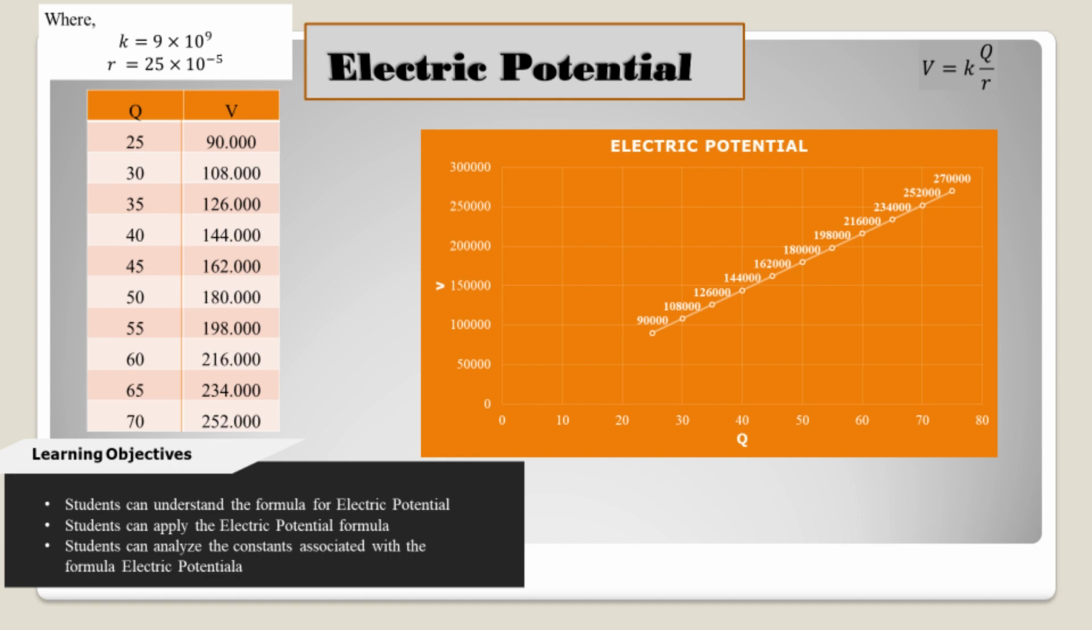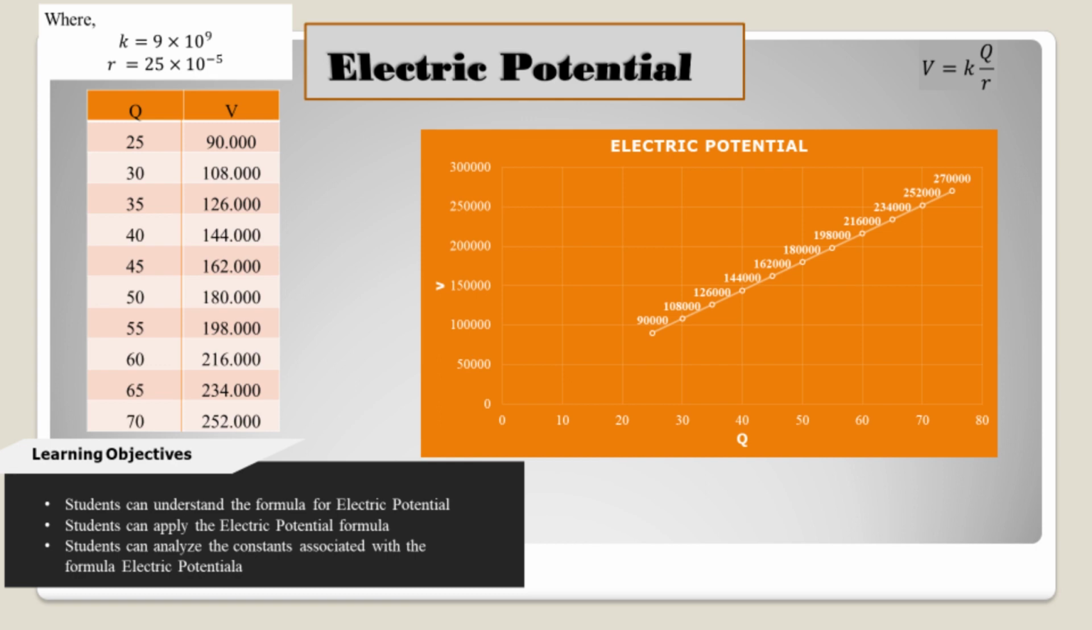Electric potential, we can make it into a formula where V is equal to K times Q divided by R. If we have K equal to 9 times 10 to the power of 9 and R equal to 25 times 10 to the power of minus 5, and we make a table with Q equal to 25, then putting it into the formula, we have the electric potential V equal to 90,000.